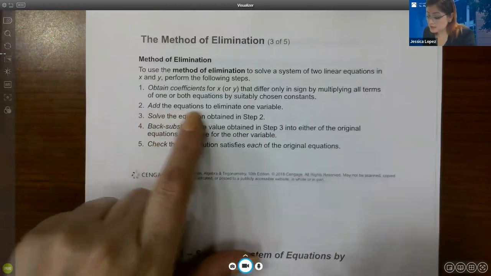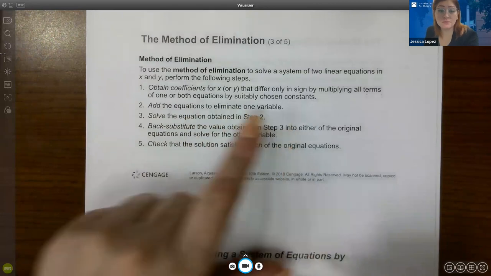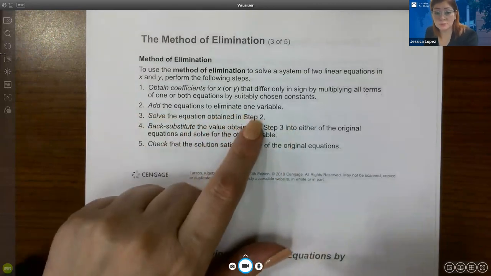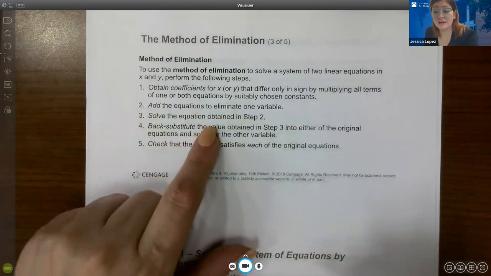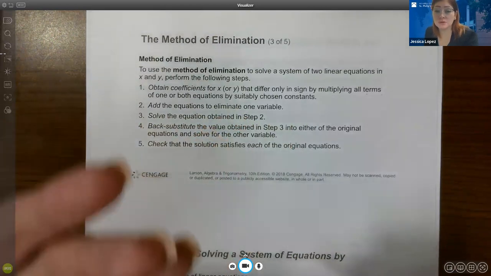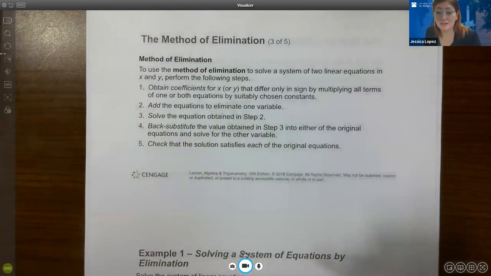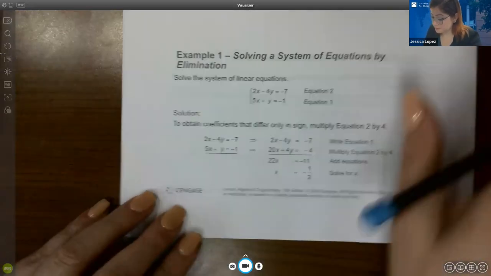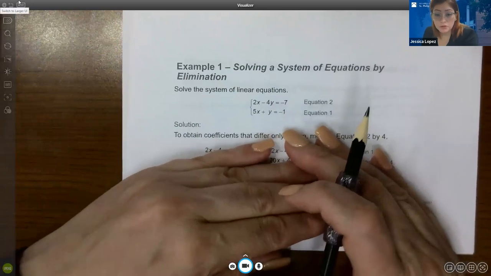And it says add the equations to eliminate one of the variables and then solve the equation you obtained. And then once you have that value of one of the letters, you could plug it into one of the original equations to get the other letter, okay? So let's go ahead and look at this problem.